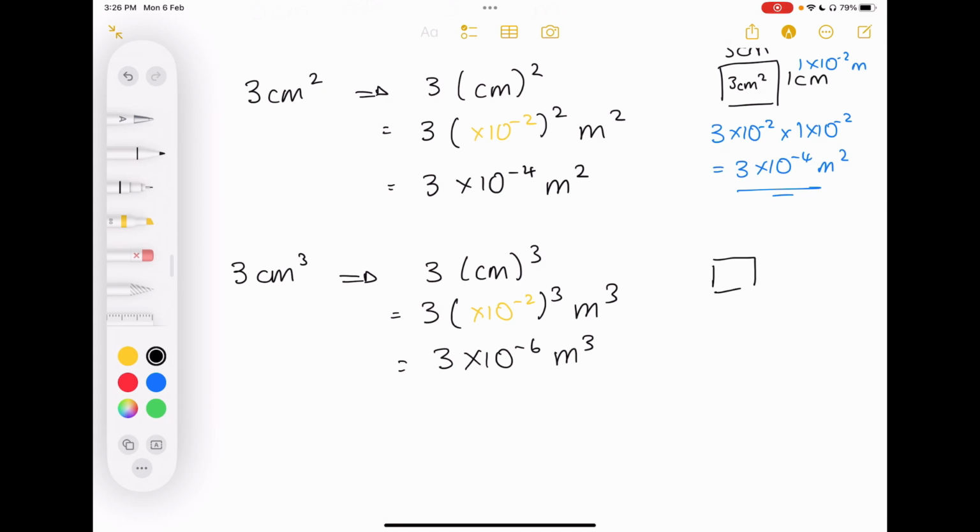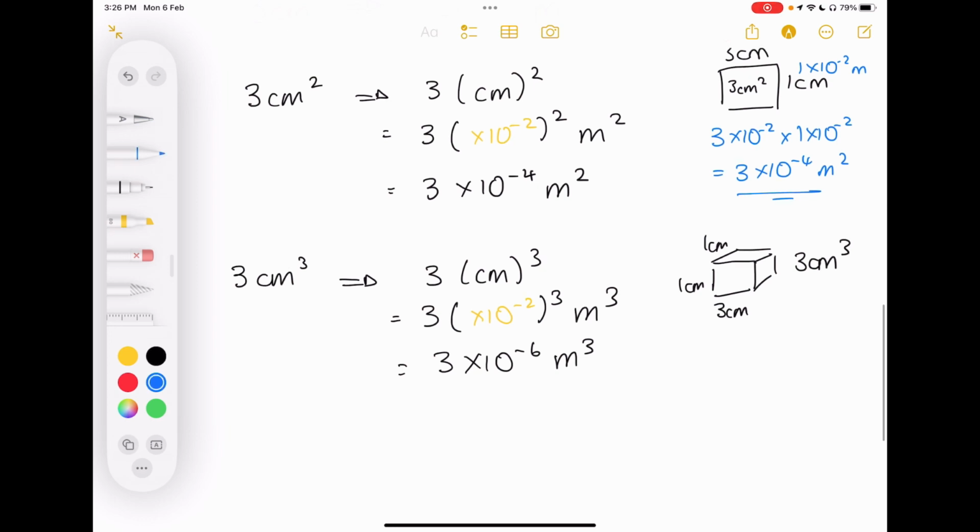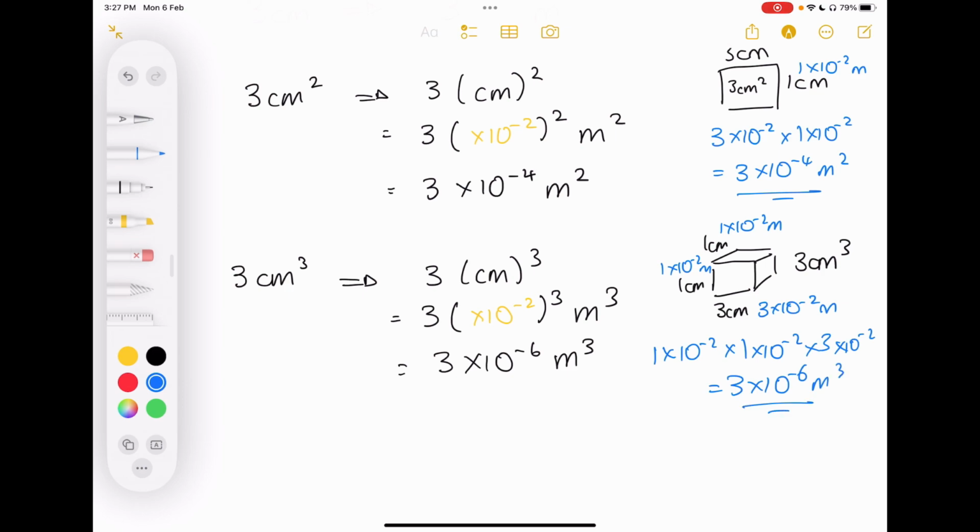Again, we can try this out with some kind of cuboid. So this is 3 centimeters here, 1 centimeter there, 1 centimeter there. So this is obviously 3 centimeters cubed. So let's convert everything into meters again. 1 times 10 to the power of minus 2 meters, 1 times 10 to the power of minus 2 meters, 3 times 10 to the power of minus 2 meters. So 1 times 10 to the power of minus 2 times 1 times 10 to the power of minus 2 times 3 times 10 to the power of minus 2 gives me 3 times 10 to the power of minus 6 meters cubed. Get the same answer.